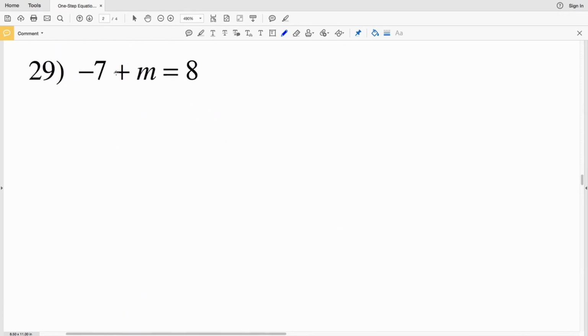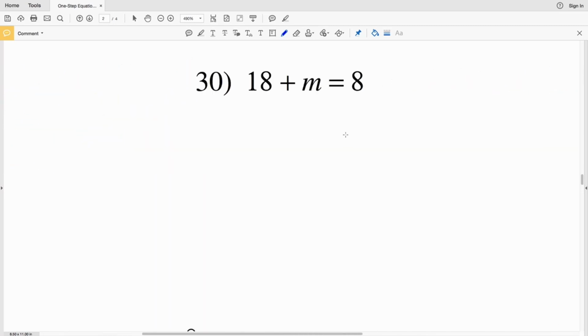29, we have negative 7 plus m is equal to 8. We're going to add 7, since subtracting a negative is the same as adding a positive. That'll leave us with 0 plus m, which is m, and 8 plus 7 is 15. So m is equal to 15.